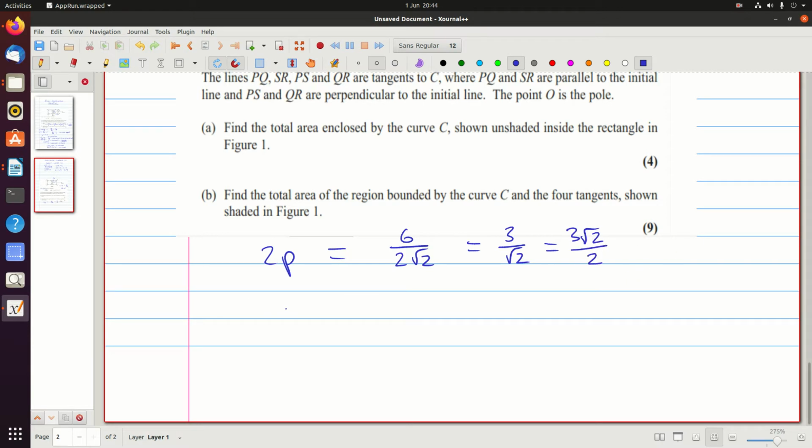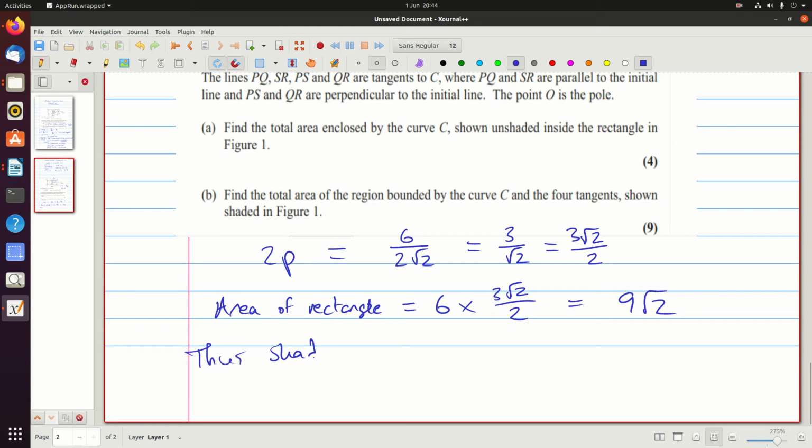Okay, we can now work out the area of the rectangle. It is, if you remember earlier, the width was 6, and this is 3 root 2 over 2. And so that's going to be 9 root 2 actually, because 6 times 3 is 18, divided by 2 is 9 root 2. And thus, shaded area is, oh sorry, it's going to be the area of the rectangle minus part A's answer. So it's going to be 9 root 2 minus 9, or if you like, 9 times root 2 minus 1. Happy days. All done. 9 marks.